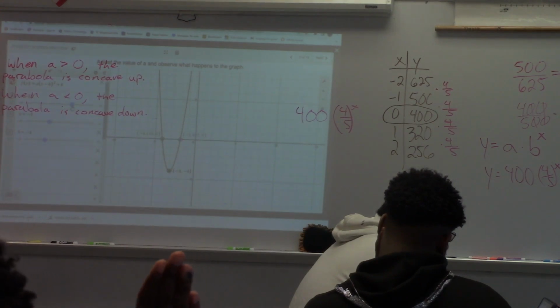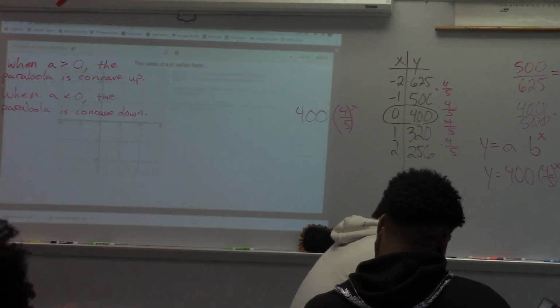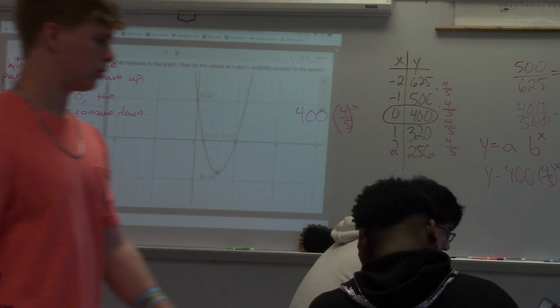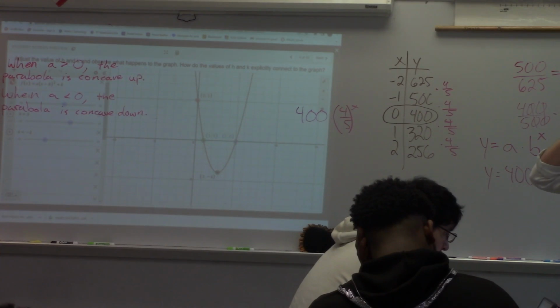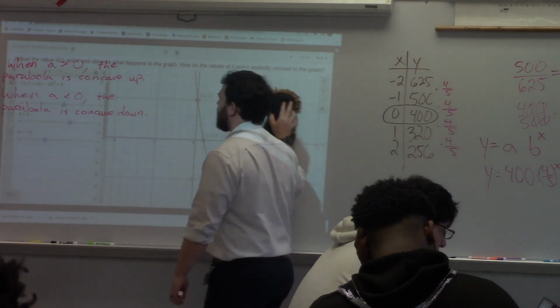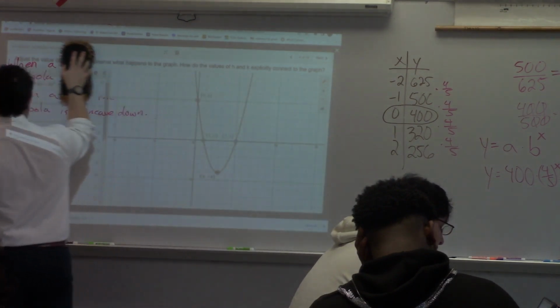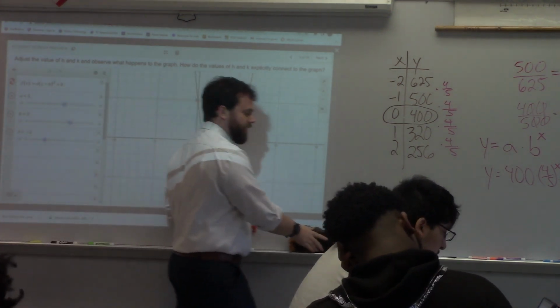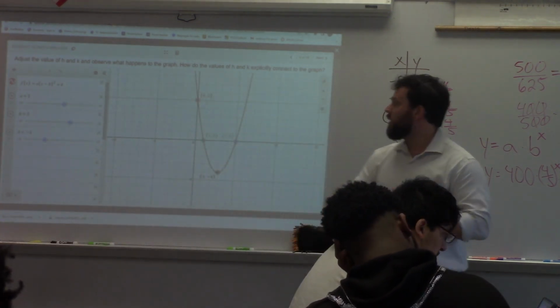We have A. We now need to look at H and K. We are now on slide 4, because we did slides 2 and 3 yesterday. Please remember that it says now we are adjusting which values? H and K. Are we adjusting A at all? No, we are adjusting H and K.